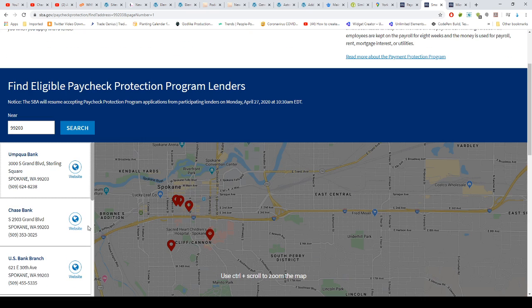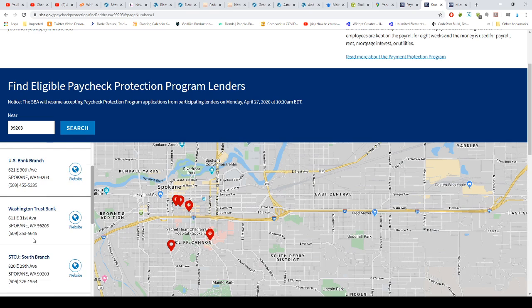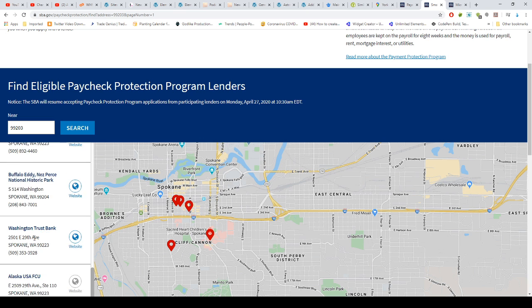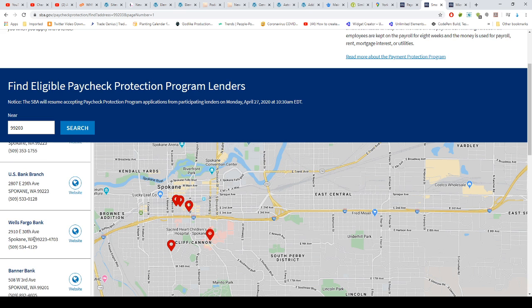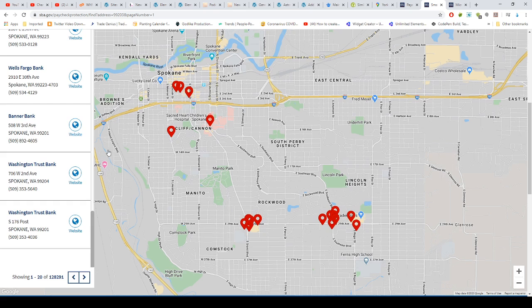Okay, so Chase Bank, U.S. Bank, Washington Trust. Oh, there's probably Banner Bank, and there's Federal Credit Unions and Wells Fargo, and you get the idea. So you got to apply at these places for this loan, okay? Keep in mind, it's a loan, and if you misuse it, you will have to pay it back. But 1% interest is pretty good.